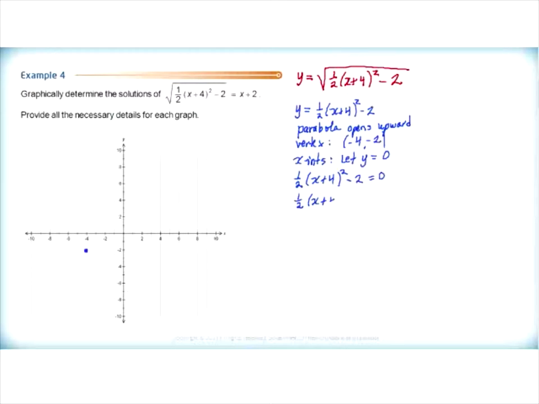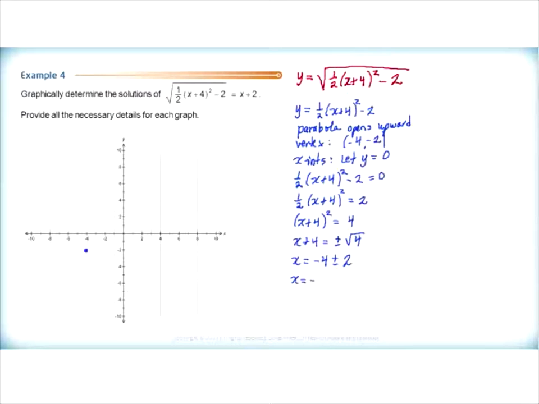1/2 times (x plus 4) all squared is equal to 2. Multiplying both sides of the equation by 2 helps to get rid of the 1/2, and we're left with (x plus 4) all squared is equal to 4. Taking the square root of both sides of the equation results in x plus 4 equals plus or minus the root of 4.